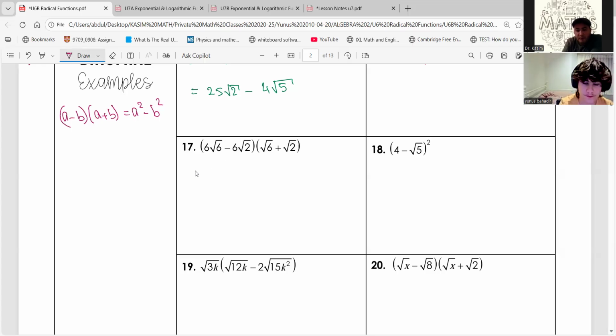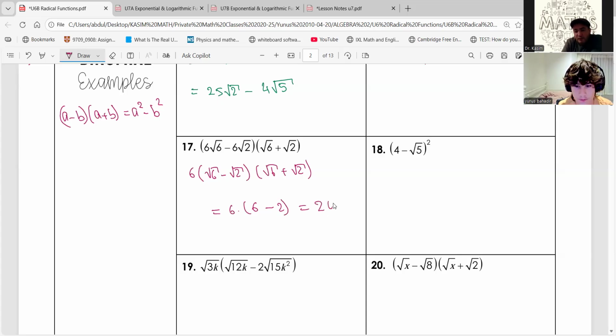first parenthesis, right? If you just take 6 out of the parentheses, here we have square root of 6 minus square root of 2, right? And this guy is square root of 6 plus square root of 2, right? A minus B, A plus B. Now I can apply the formula immediately. 6 times square root of 6 squared, that is 6, minus square root of 2 squared, is just 2. So the answer is 24.